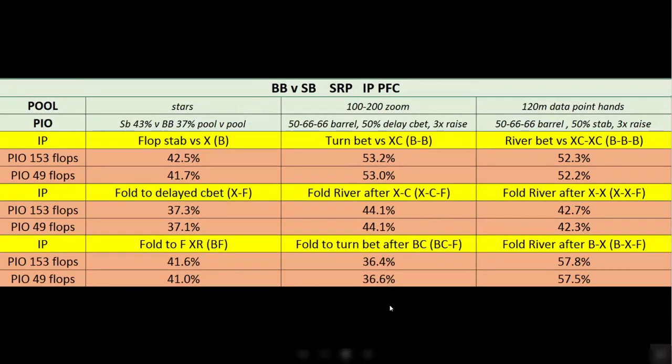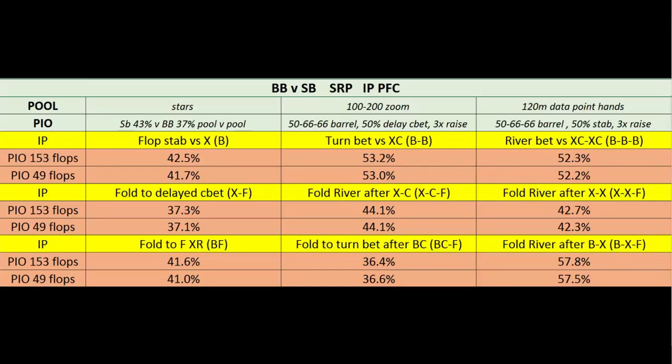We can see from the table that there's very little difference in the data produced by the two subsets. There is a gap of 0.8% in the flop stab and a gap of 0.6% in the fold versus check raise. But for everything else, the gap is 0.3 or less. Of the two, we have to assume that the 153 flop data is the most accurate, the one that most accurately models the game. But the question is, is the 49 flop data close enough, given the considerable practical benefits that it offers? So the question is, how relevant are these deviations?